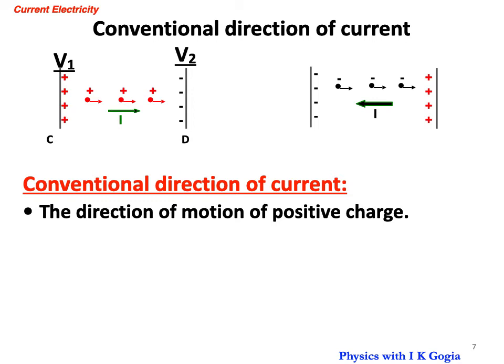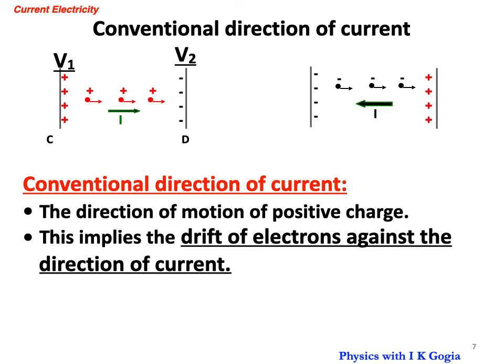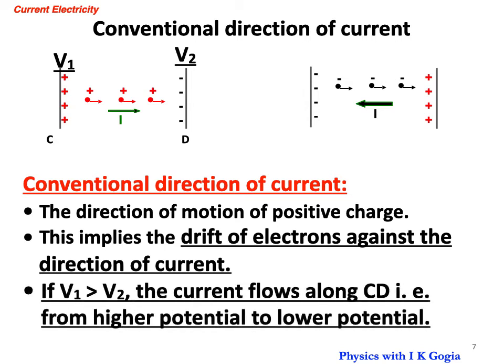Electrons move towards higher potential, so electrons drift in a direction opposite to that of current. This is positive, the electrons are moving towards right and the current is flowing towards left. So again the same thing is restated. This implies that the drift of electrons is against the direction of current. If V1 is greater than V2, the current flows along CD, that is, from higher potential to the lower potential.